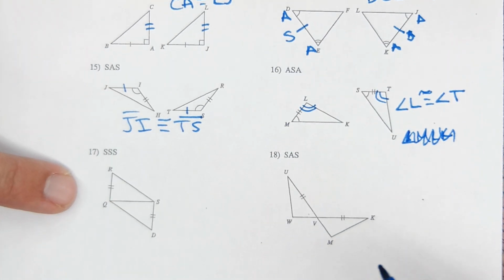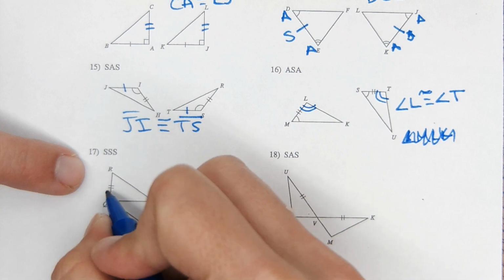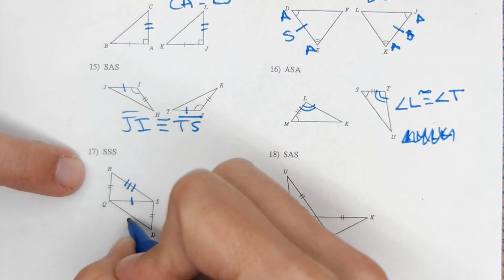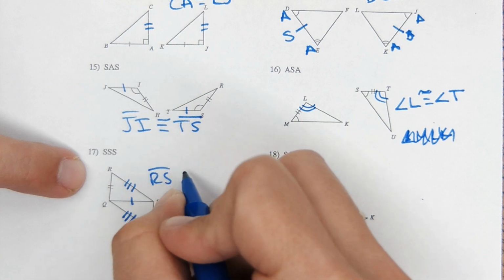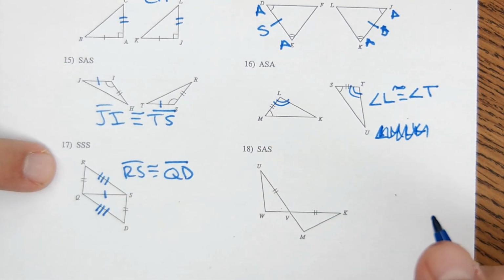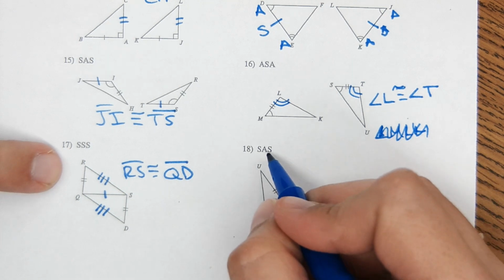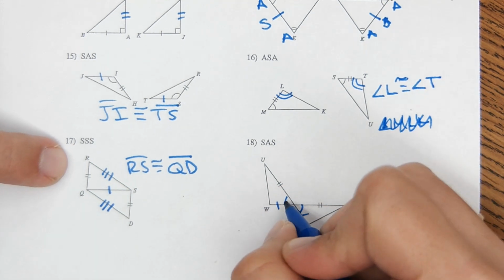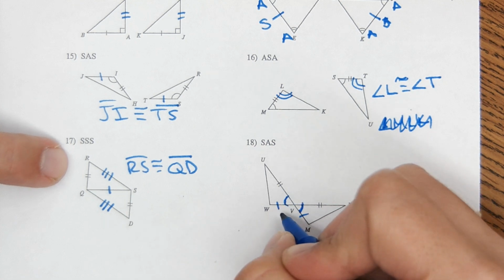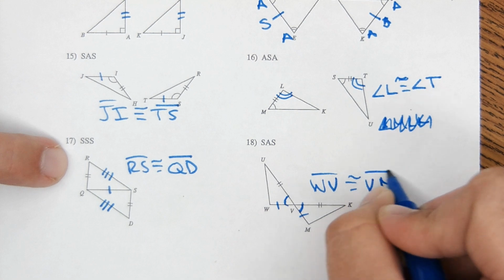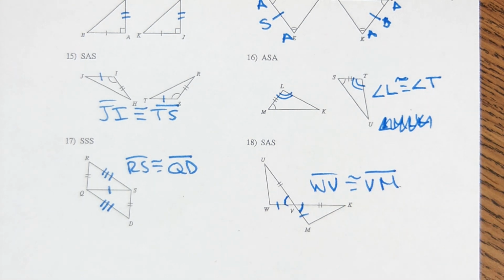And then 17, side, side, side. So it shows these 2 in common. The shared side would also be in common. I'd also need to know that RS is congruent to QD. 18, side angle side. Vertical angles are equal, side angle, and then I'd also need to know that WV is congruent to VM. And that is all. So leave this out on your desk.